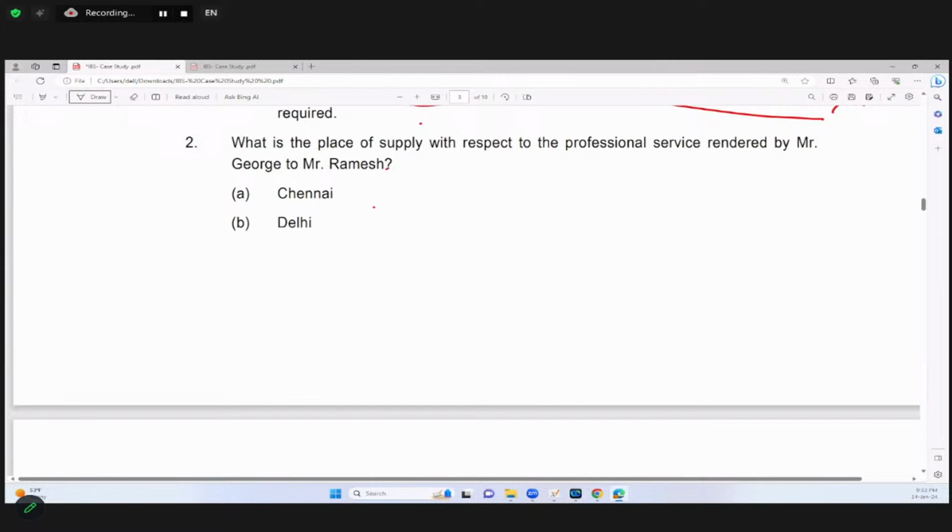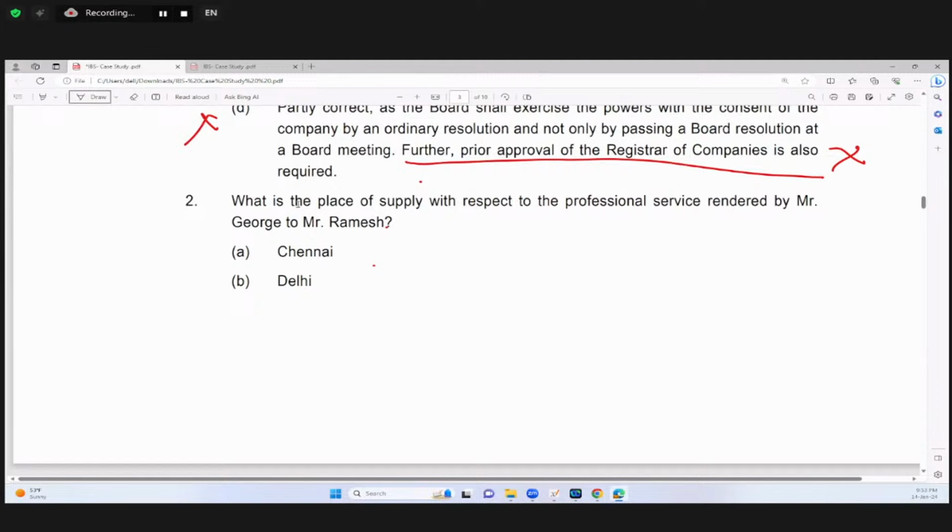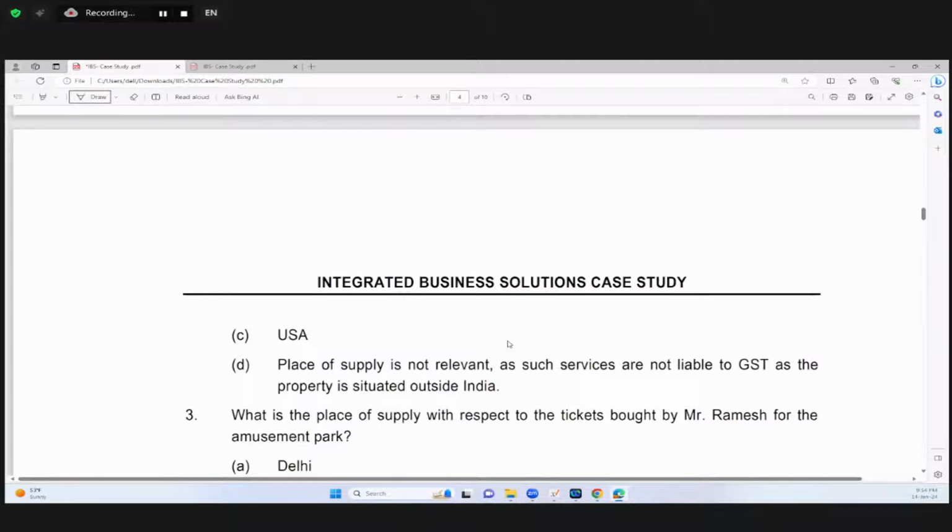Yes, welcome back students. Now coming to question number two of the case study. What is the place of supply? With place of supply, students, आपका chapter number three है GST में. और place of supply से जो question है with respect to professional service rendered by Mr. George to Mr. Ramesh. कहता है place of supply चेन्नई, दिल्ली, USA, place of supply is not. ये options हैं different students.